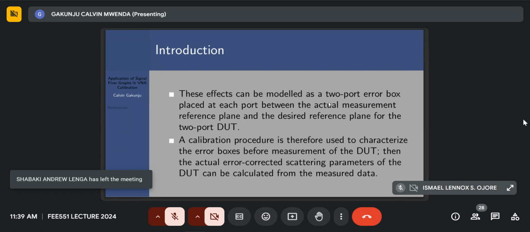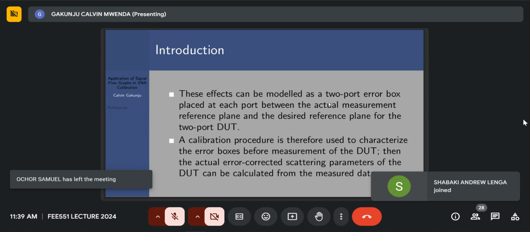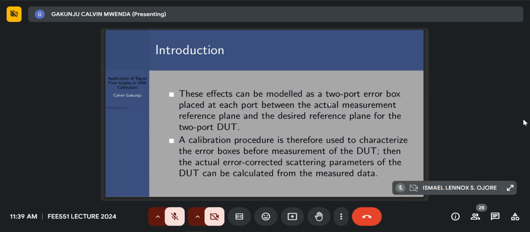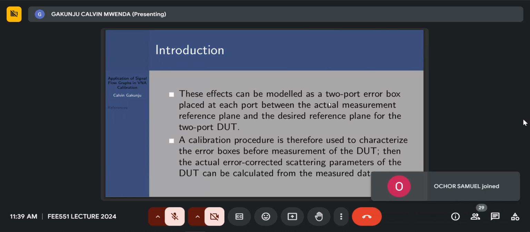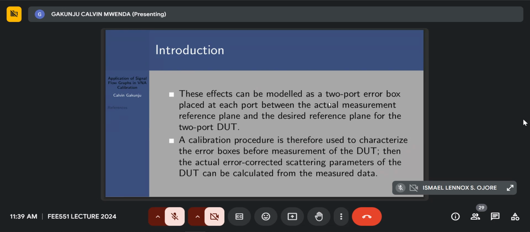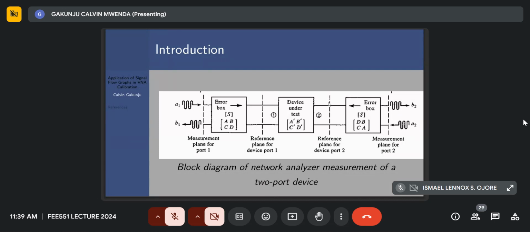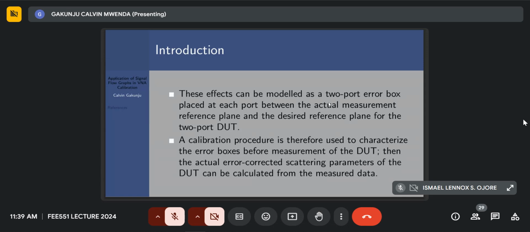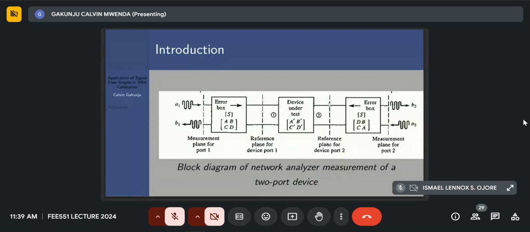Those losses and phase delays may be modeled as two-port error boxes, which are placed at each port between the actual measurements. The calibration procedure is therefore used to characterize the error boxes before measurement of the device under test. Then the actual error-corrected scattering parameters of the DUT can be calculated from the measured data. This is the block diagram of what I've just explained, the modeling of the losses and phase delays as error boxes. You can see here.